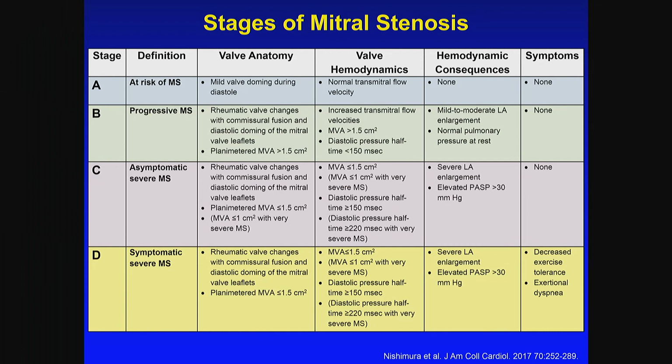Symptomatic patients almost universally have severe or very severe stenosis with elevated pressures and are at risk for atrial thrombosis with or without atrial arrhythmias. These patients have signs of both left and often right heart failure with decreased exercise tolerance and exertional dyspnea.